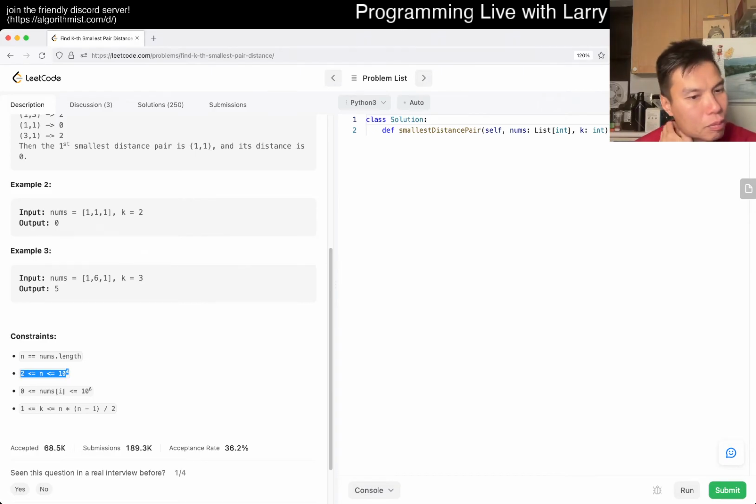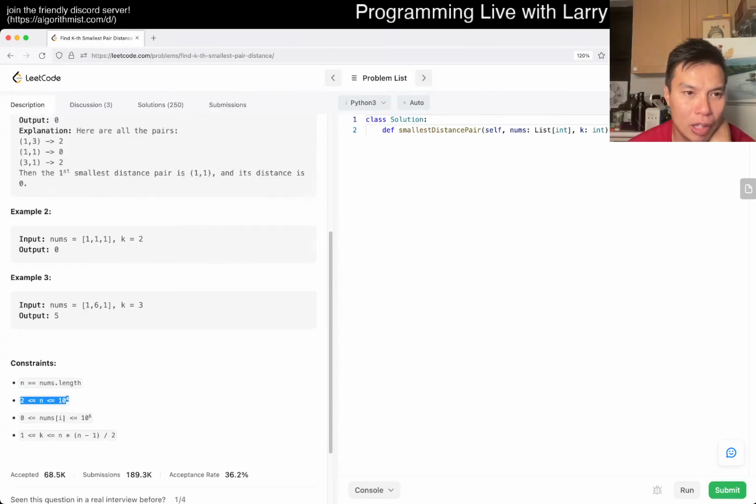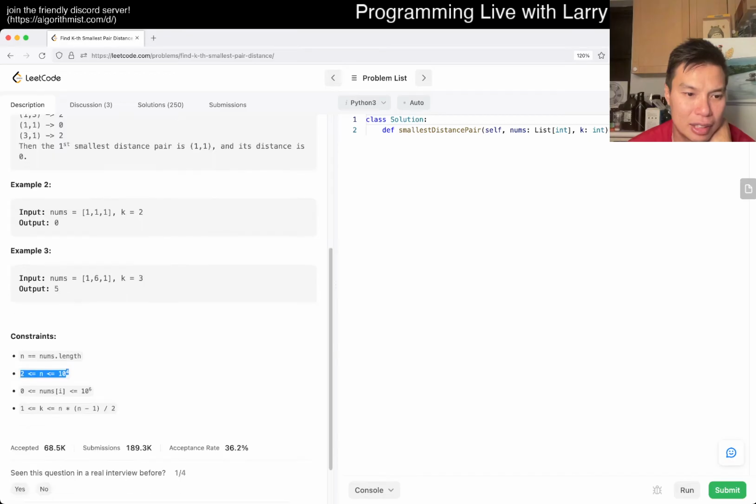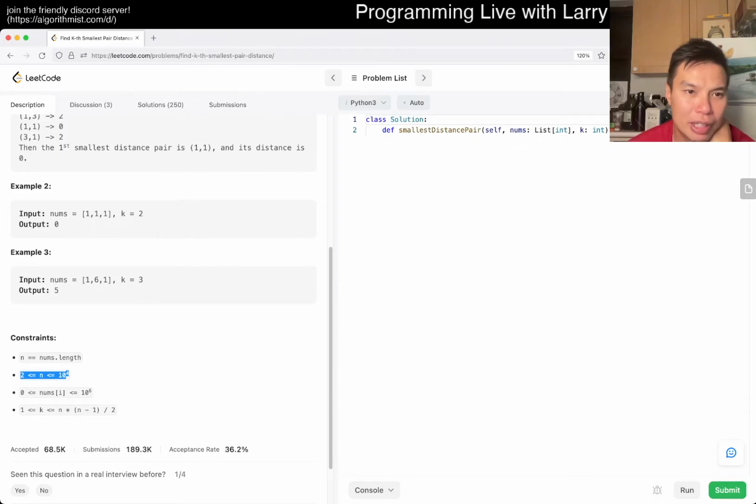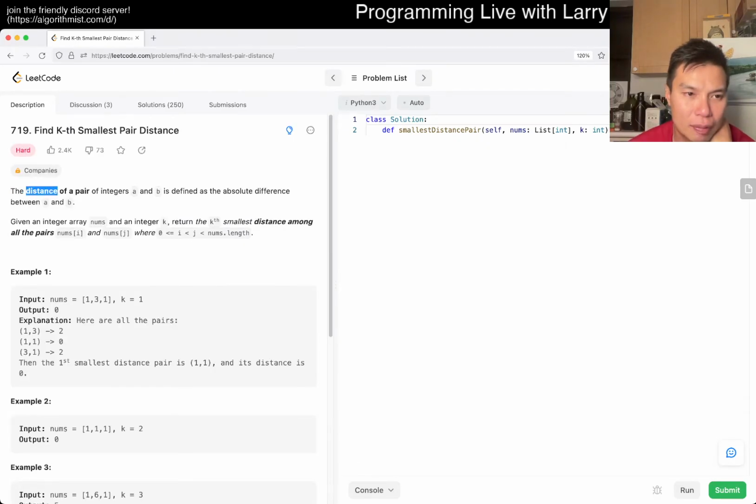It's going to be pretty tricky either way, so I have to think about this. This is not an easy problem for sure. The only, wait, is it distance? Okay.